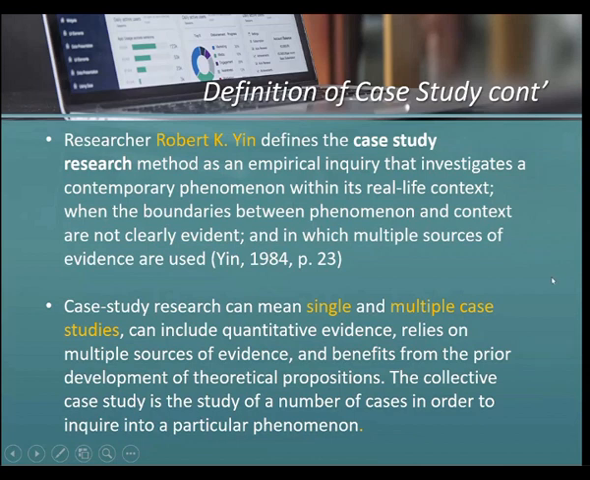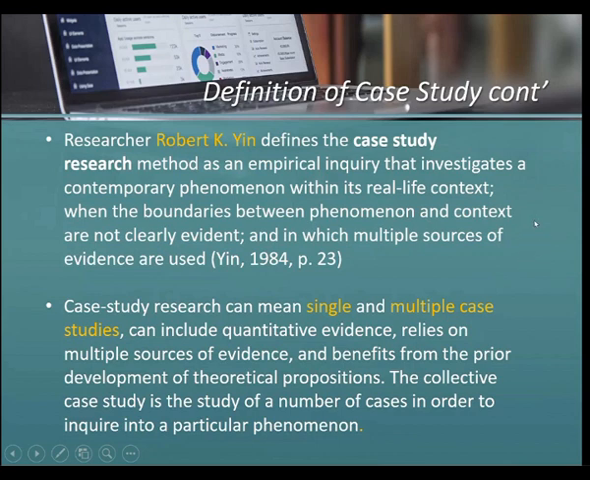Okay? It is gathered to investigate a contemporary phenomenon. Okay, whatever phenomenon that you want to study within its real life context, meaning it actually happened or is actually there. And then when the boundaries between phenomenon and context are not clearly evident, what is the boundary between the actual phenomenon and the context and how it happened, in which multiple sources of evidence are used.